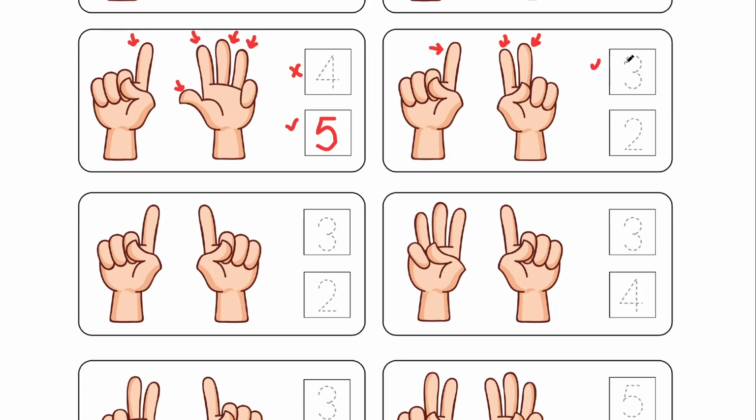Now let's start tracing this number 3. Start from this point, curve up and now curve down to complete the upper part. Now we would start from this point, keep moving down and now curve up slightly to complete the lower curve part.